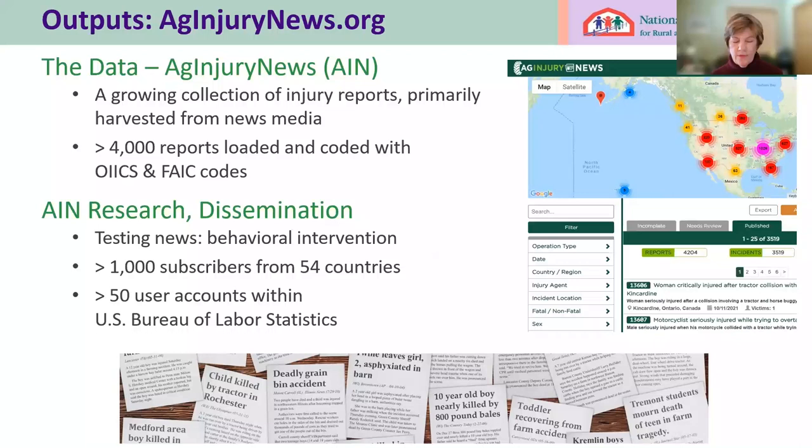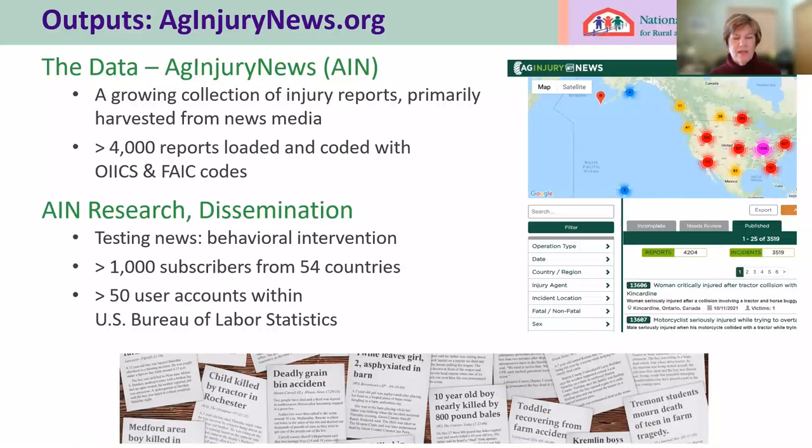It is a free, online, up-to-date resource of publicly available news. Users include a mix of researchers, educators, reporters, and government agencies such as the Bureau of Labor Statistics. Ag Injury News now includes adult farm injuries and is expanding to include international data. The database is a service and a rich resource for media reports, data mining, and intervention studies. But in the future, additional funds will be needed to sustain this valuable resource.